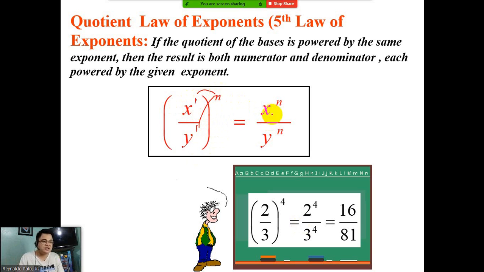So we will be getting it by multiplication. So n times 1, n times 1. That's why we will be getting an answer of x raised to the power of n over y raised to the power of n.